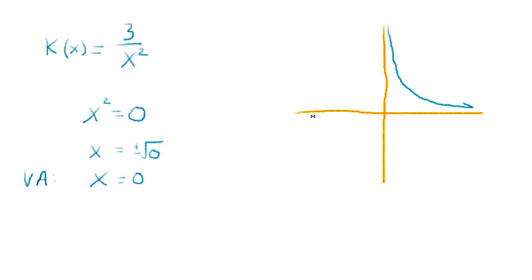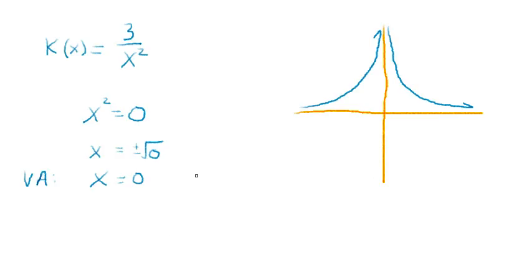But as we go out in this direction, as that negative number gets larger in magnitude, this whole thing here is approaching 0. So it's going to look something like this right here. Now, the vertical asymptote, as you can see, is the y-axis, or when x is equal to 0.